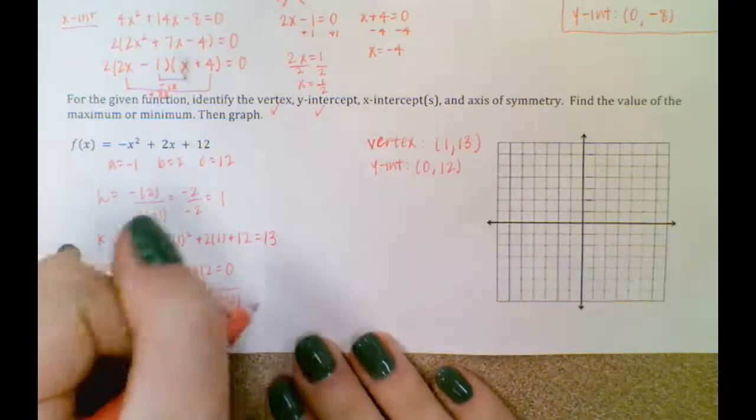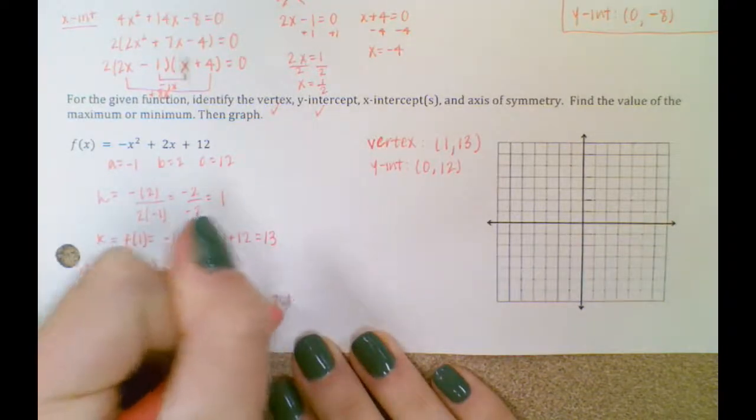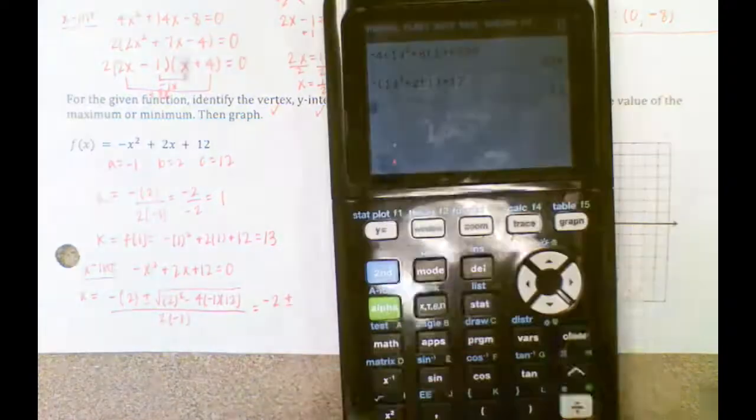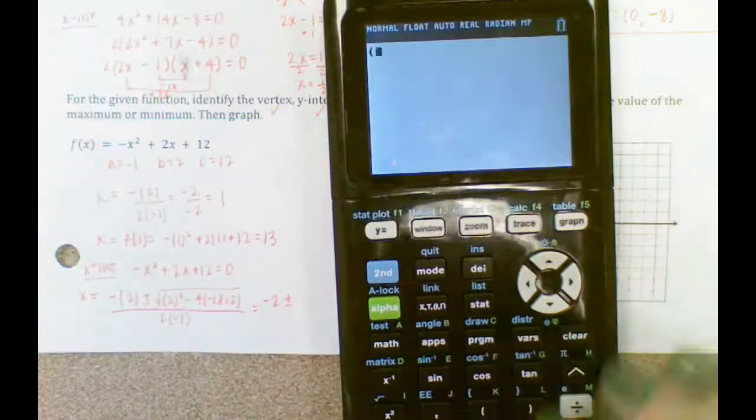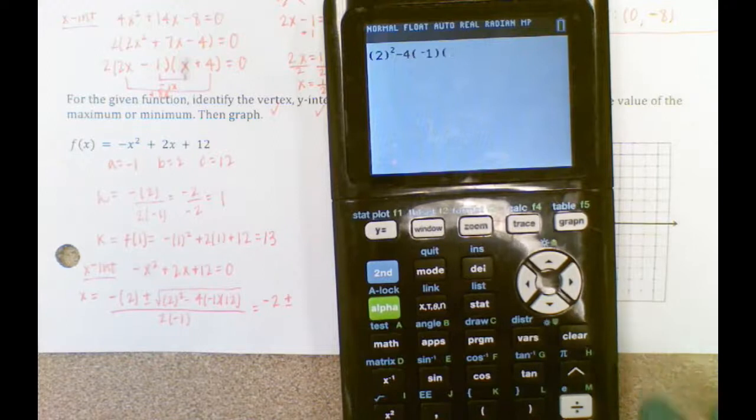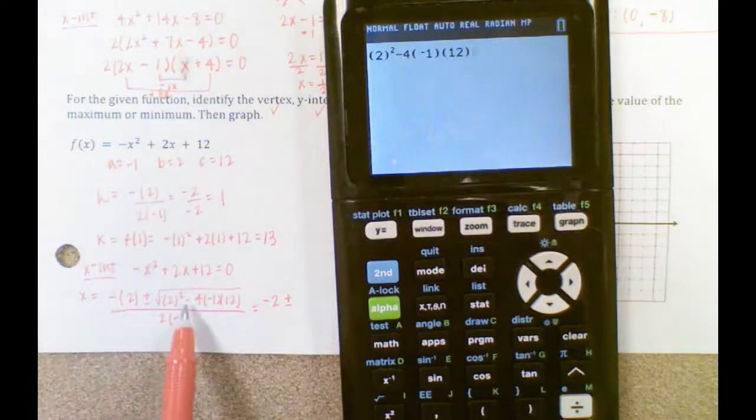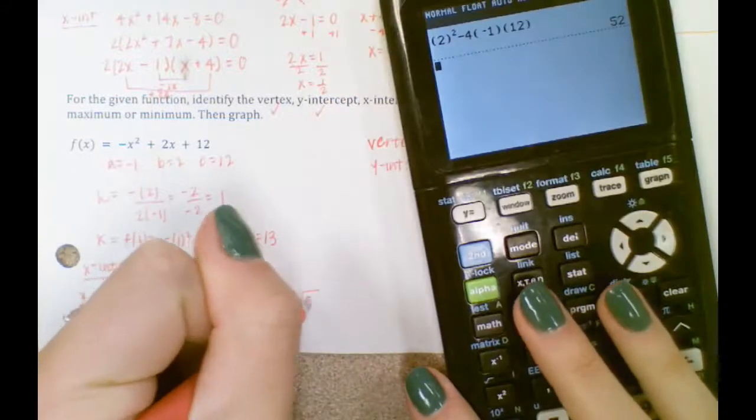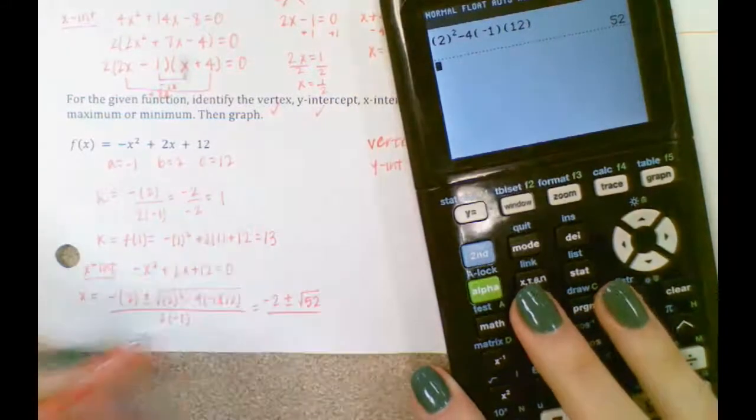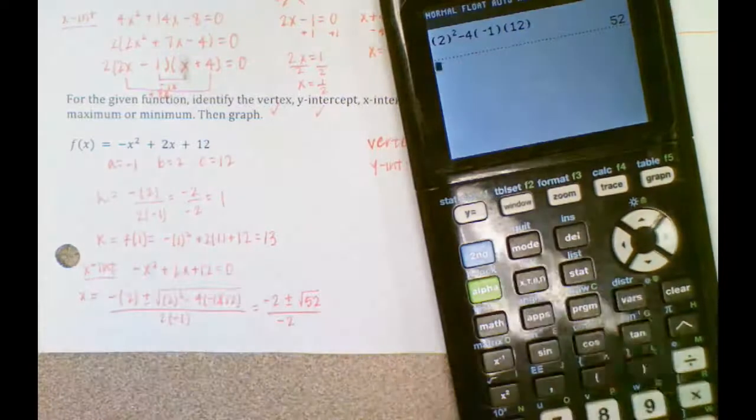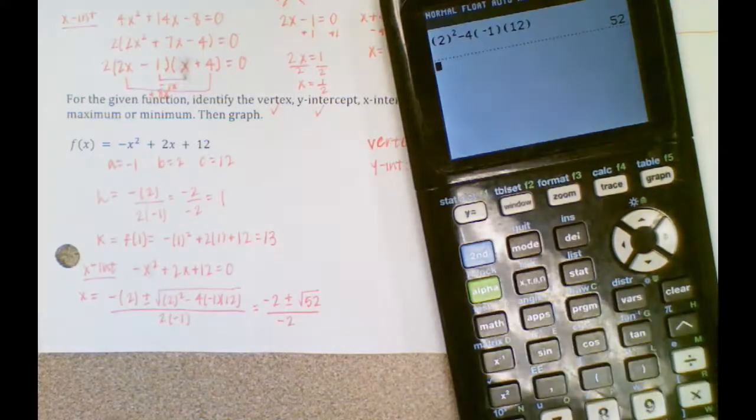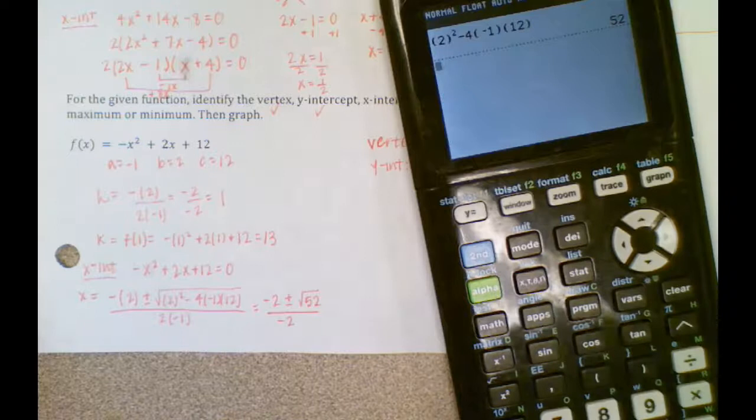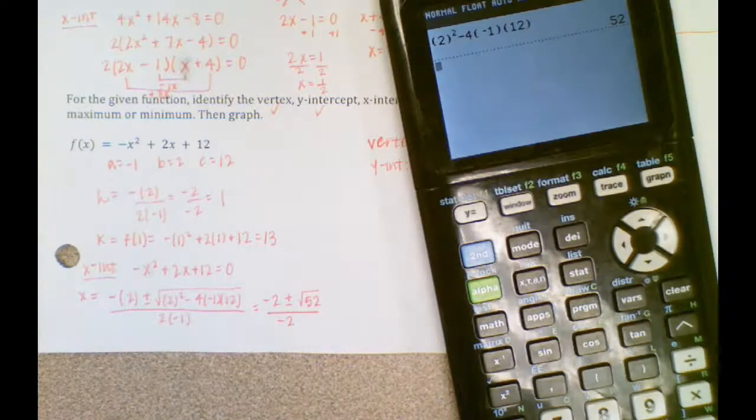So I get negative 2 plus or minus, let's type this guy in. So 2 squared minus 4ac. 2 squared minus 4ac. Yep. 52. So square root of 52 all over negative 2. All right, and then we need to see if we can simplify the square root of 52. Let's go do that off to the side over here.